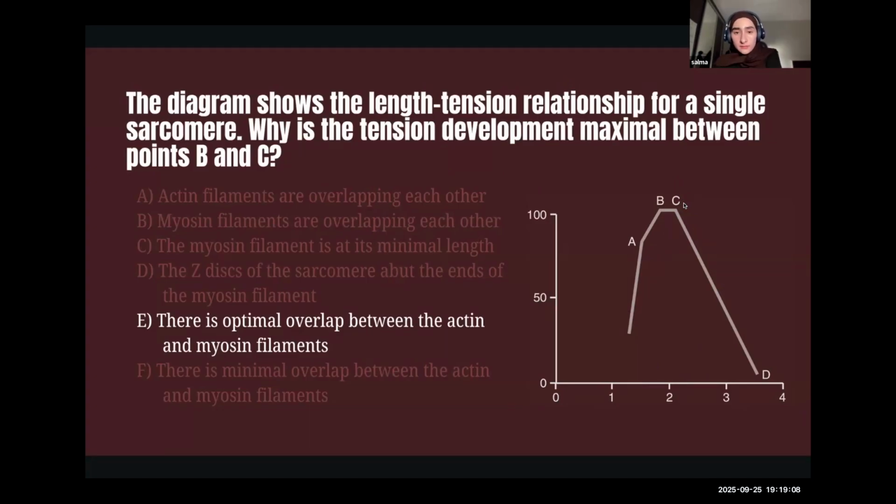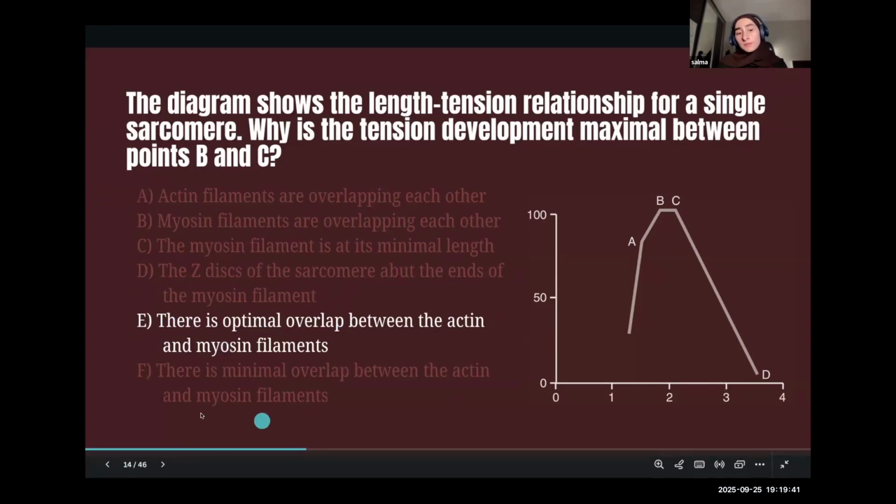So is it A? Yeah, A technically would be this part, where the cell is too compressed and the actin filaments are overlapping. Make sense? Okay. Myosin filaments are at their minimum length. The length doesn't really change according to stretch. The Z discs of the sarcomeres are always at the ends of the myosin filament. There's optimal overlap, yeah, we did this. There's minimal overlap. Minimal overlap is seen in which point?